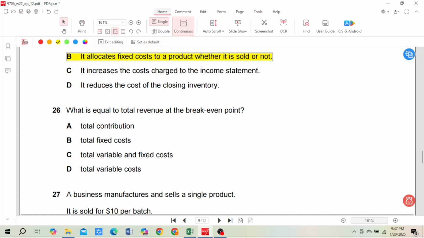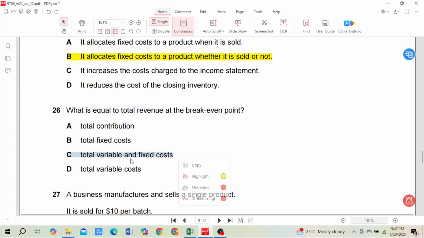26. Which is equal to the total revenue at break-even point? We already know that break-even point is when we don't earn any profit or incur any loss. So break-even point is where total revenue equals total cost. Total cost means total variable cost and total fixed cost. So at break-even point, total revenue equals total variable cost plus total fixed cost.